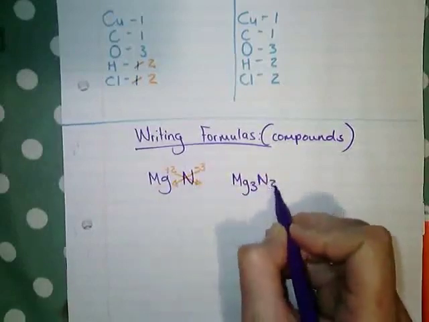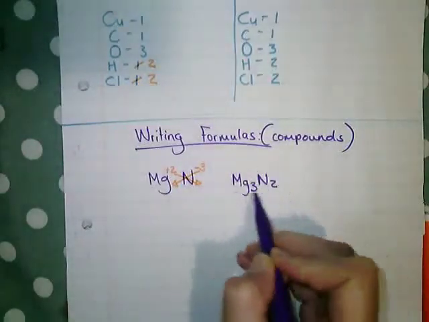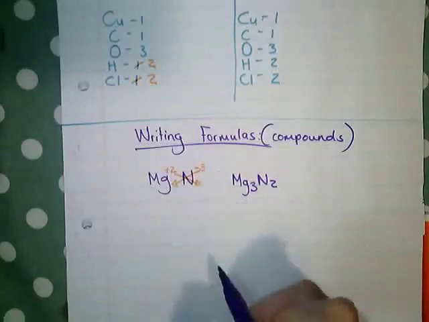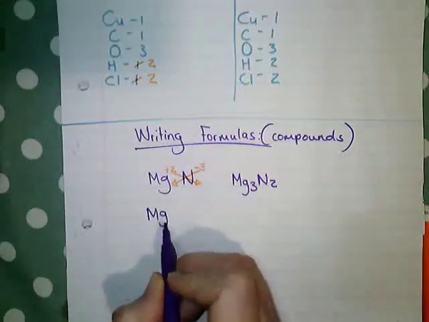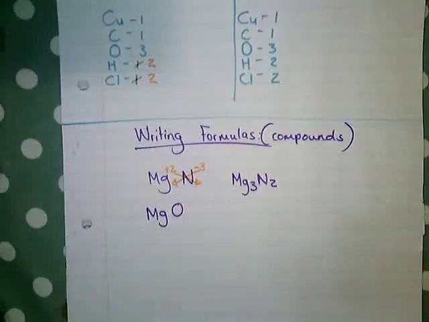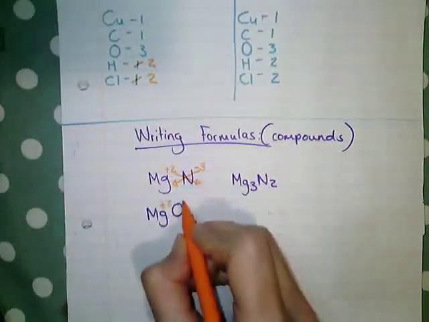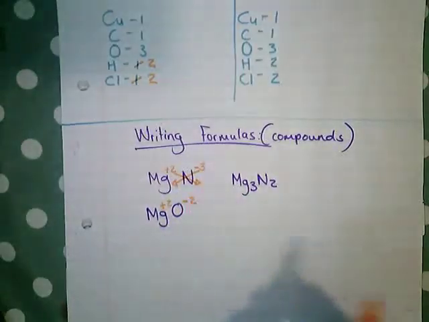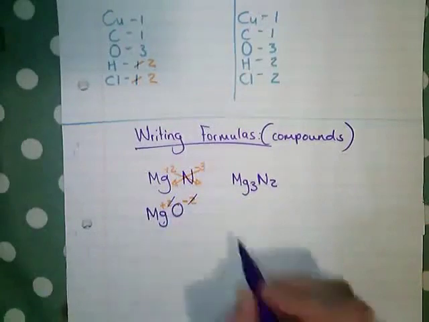So that's what you do if those charges differ. If the charges are the same, let's make it magnesium and oxygen. For example, magnesium is charged +2 and oxygen is charged -2. Before we cross them over, they cancel out because they are the same. So this compound will be written only as MgO.